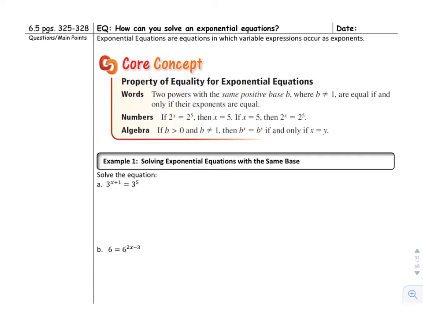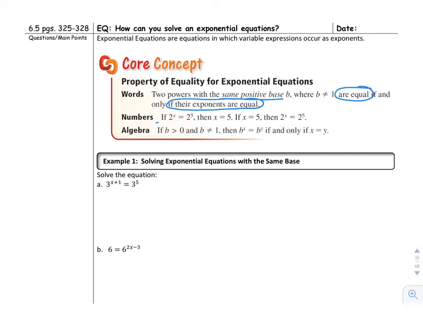Hey guys, now we're going to be solving exponential equations using the property of equality for exponential equations. That property is stated above. So two powers with the same positive base, b, where b does not equal 0, are equal if and only if their exponents are equal. So we can use this property to help us solve equations.